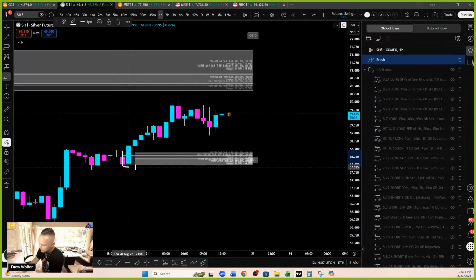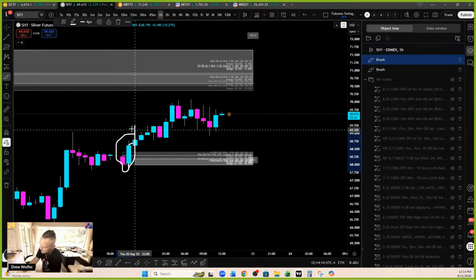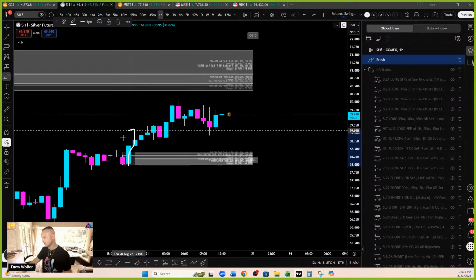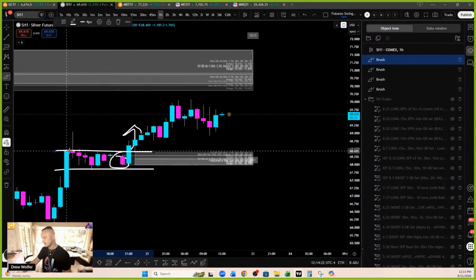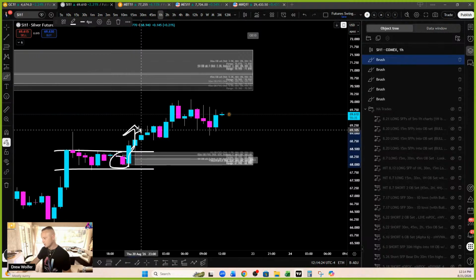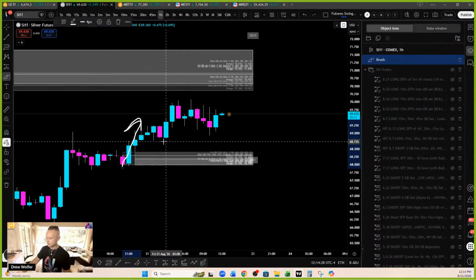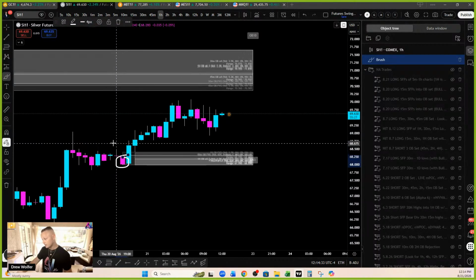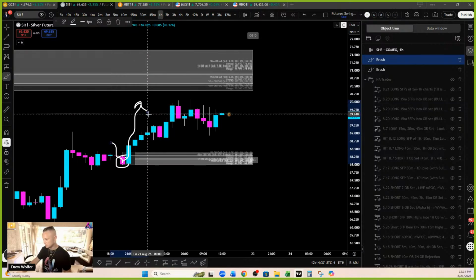Now, what happened after that is what's called a displacement candle. This candle is called a displacement candle, the big blue candle right there. That is a displacement move away from the prior range, okay? See how it broke the prior range? That is called a displacement move, meaning conviction in price movement. So they literally pushed price down, built their positions here, and the institutions pushed price up.